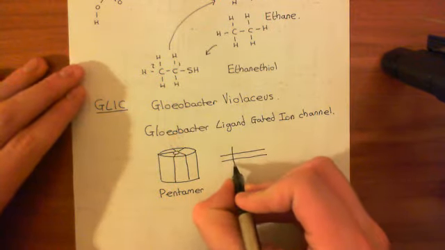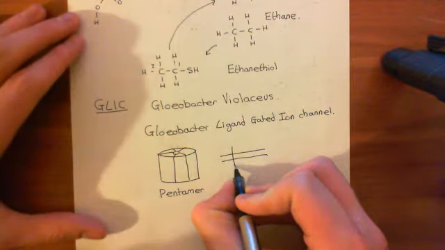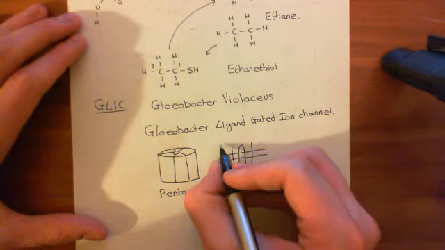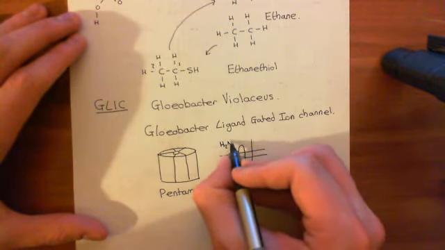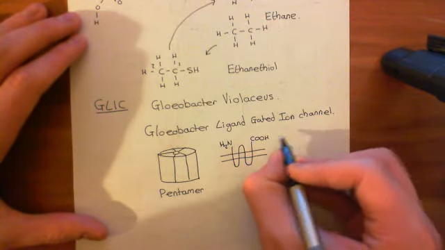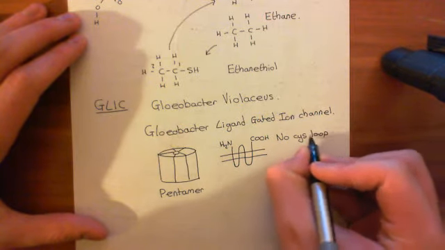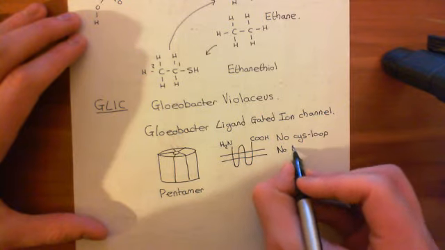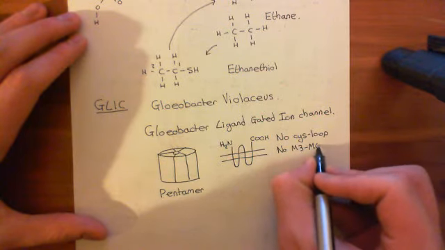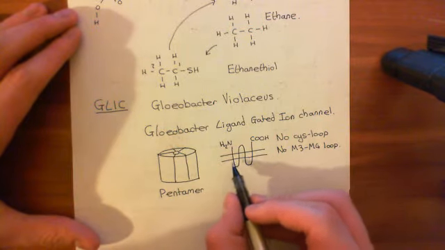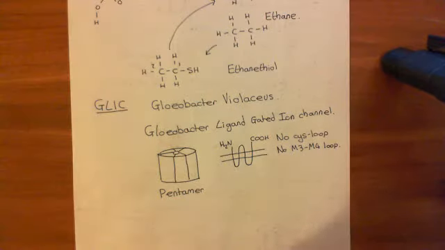The first is that you have no cys-loop in the GLIC channel, and you also have no large intracellular loop. You have no large M3-M4 loop anymore. So the important alterations are no cys-loop in the extracellular domain, and also no intracellular M3-M4 loop. So you take 5 of these GLIC subunits, pentamerize them together to make a GLIC channel, and that's what happens in Gloeobacter violaceus.